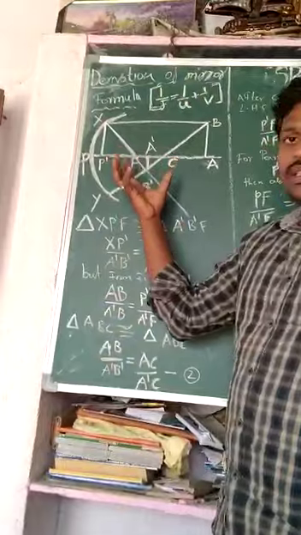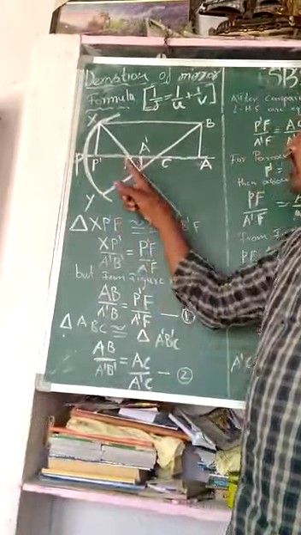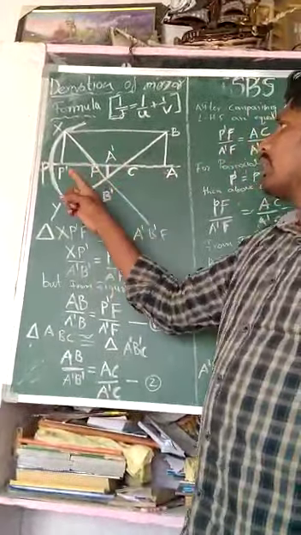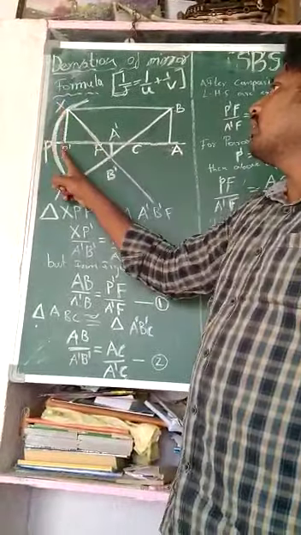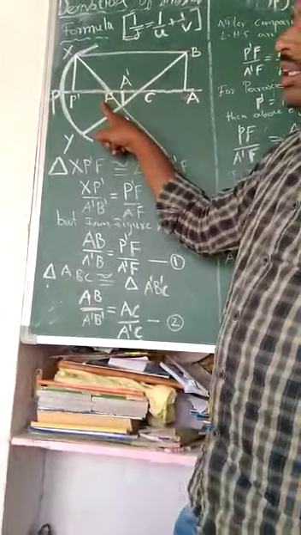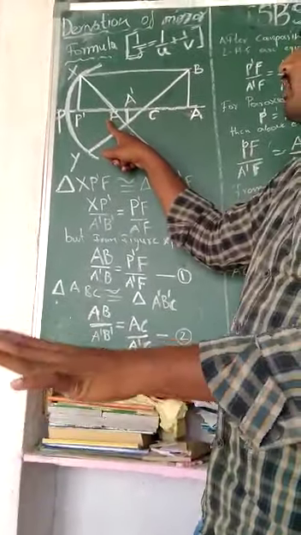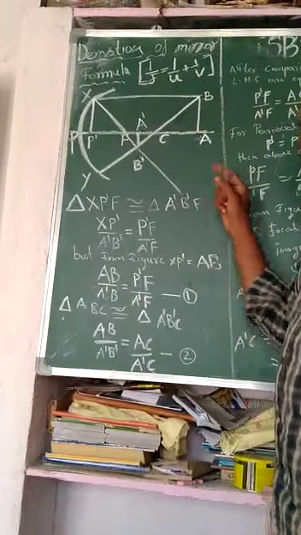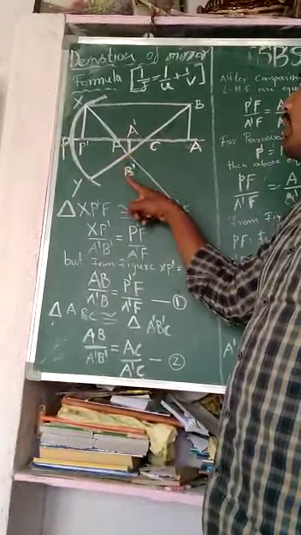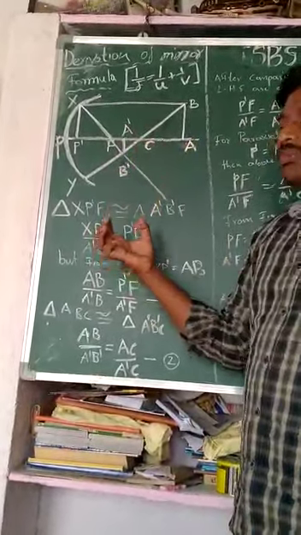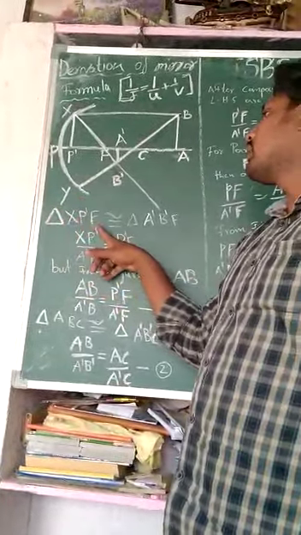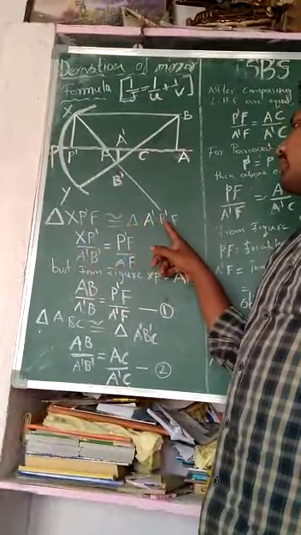After observing this ray diagram, we see that two sets of similar triangles are there. The first set: triangle X P dash F is similar to triangle A dash B dash F. The other set: triangle ABC is similar to triangle A dash B dash C. From the first set, I consider triangle X P dash F similar to triangle A dash B dash F.